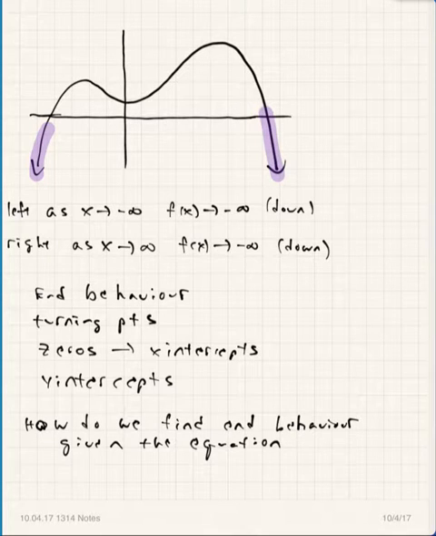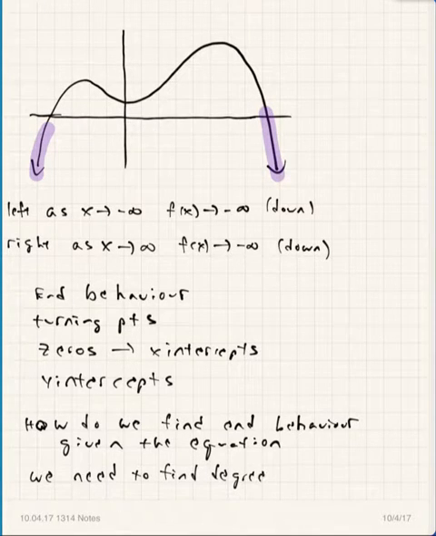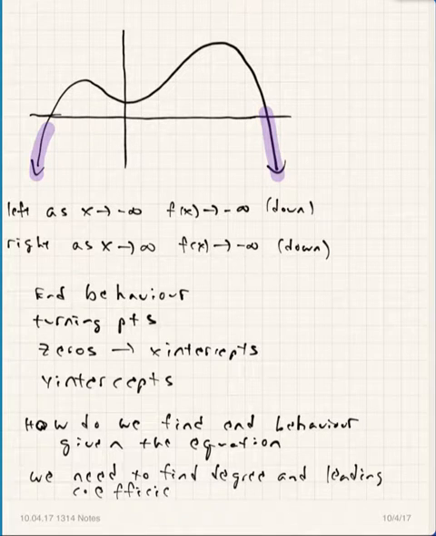All right, and so to do that, you need two things to be able to figure it out. You need the degree of the polynomial function. We need the degree, so we need to talk about that. We need to find the degree and the leading coefficient. If we can find those two things, then we can figure out the end behavior for any polynomial function. And it turns out that generally speaking, the degree and the leading coefficient are not hard to find out.